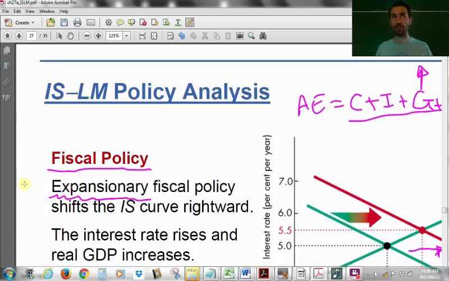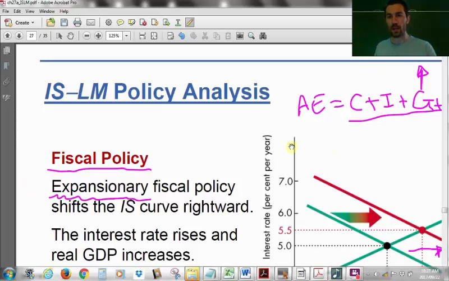Infrastructure investment through the government. Okay, and how would they fund it? By increasing government spending. Okay? So an increase in government spending on, for example, infrastructure if we wanted, right? So an increase in government spending, an increase in G.